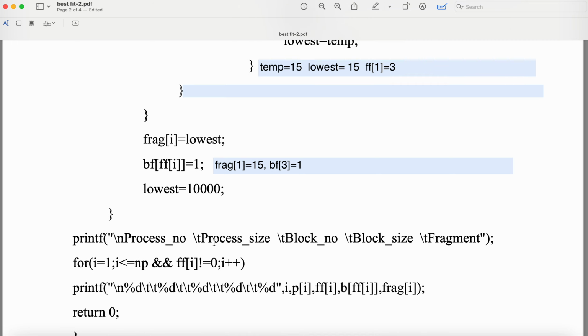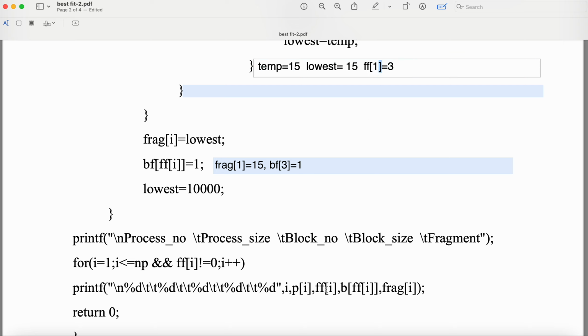Likewise. Next, if we see the output, first we are displaying the process number. For the process number, I is the variable. The second one is the process size. For the process size, P of I is the variable. Next one is the block number. For the block number, we are using FF. The first process is stored in which block? The third block. So this is nothing but FF of 1.